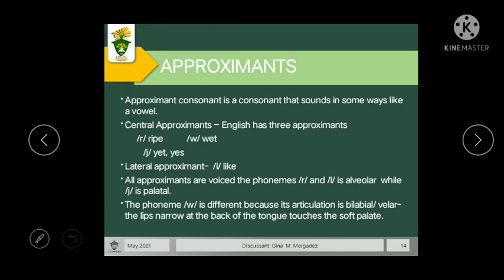So now let's proceed to the English approximants. Before that, an approximant is a consonant that sounds in some ways like a vowel. Approximant again is a consonant that sounds in some ways like a vowel. So we have two types of approximants, the central and the lateral approximants. English has three central approximants: the r, the y, and the w.